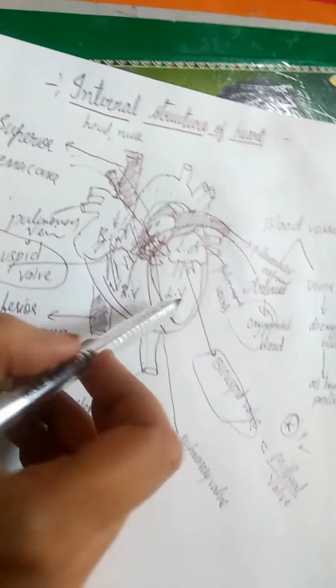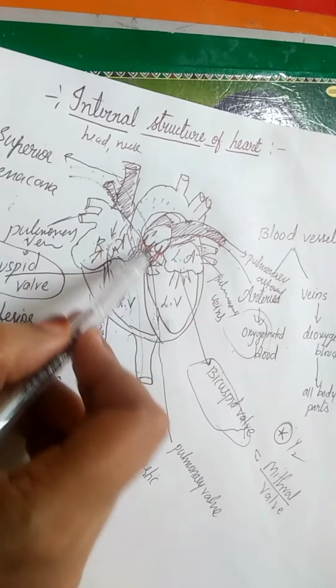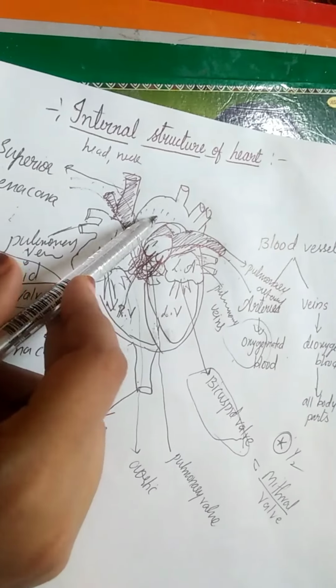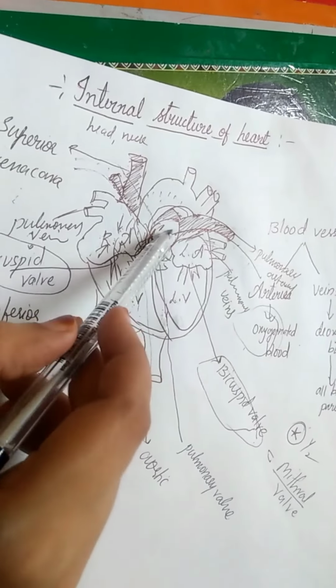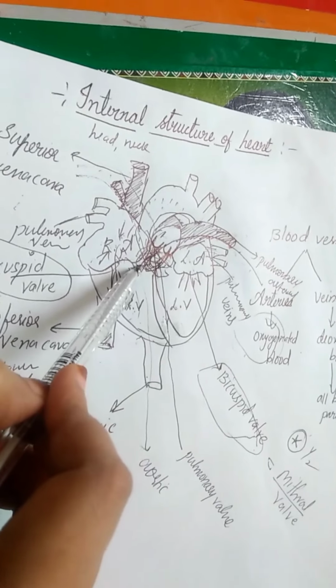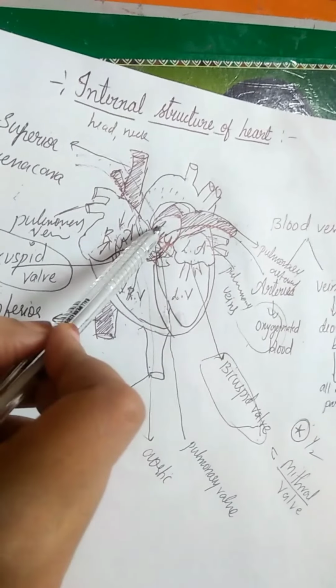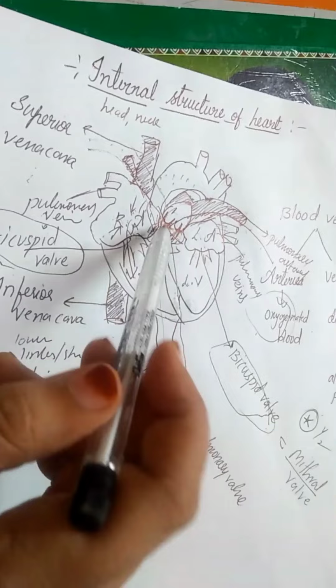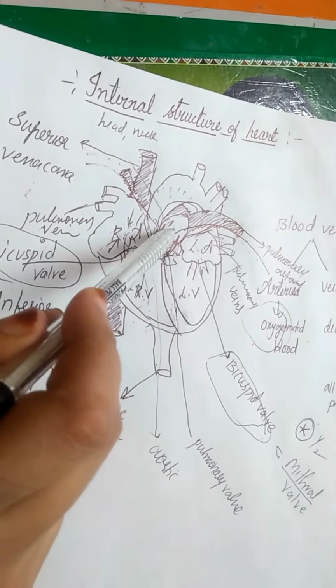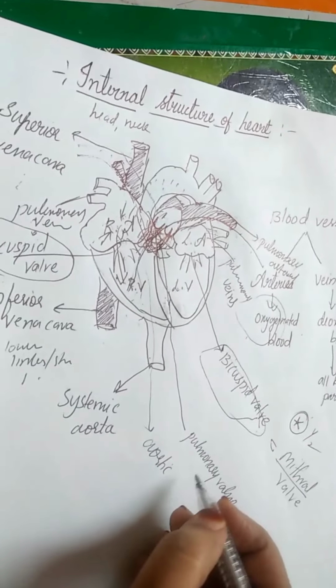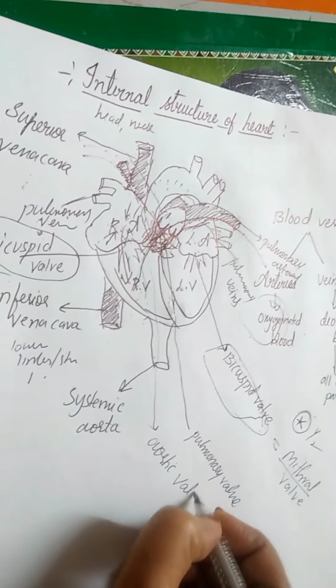Which valve is this? जो right ventricle के पास जहाँ पे aorta open हो रहा वो aortic valve है, और जहाँ पे pulmonary artery open हो रही वो pulmonary valve है. Aortic valve and pulmonary valve. Pulmonary valve lungs के पास लेके जा रहा, तो उसके valve को pulmonary valve बोलेंगे, और जो बड़ा aorta open हो रहा उसको aortic valve बोलेंगे.